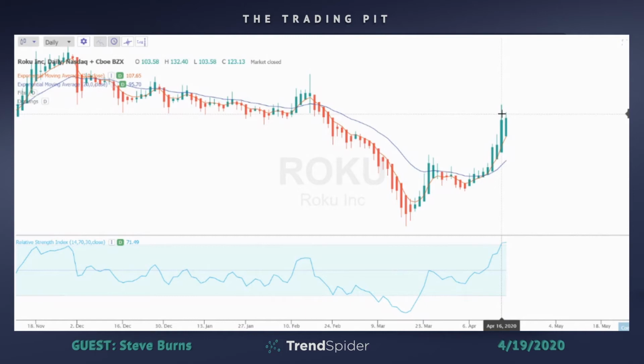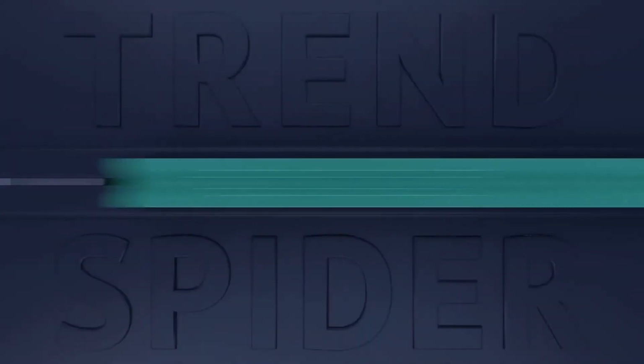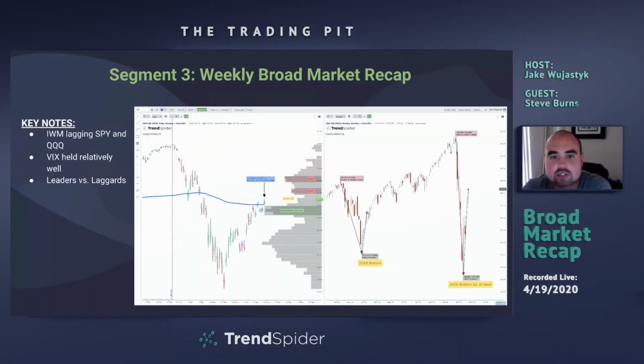So I'm going into segment 3. Steve, I'll let you drop your screen. Unless there's something else that you want to mention, we'll jump into segment 3 here, and that's really going over the broad markets, looking at SPY, QQQ, IWM, and taking a look at VIX. This SPY chart that I have here, just to start the conversation, is really interesting.